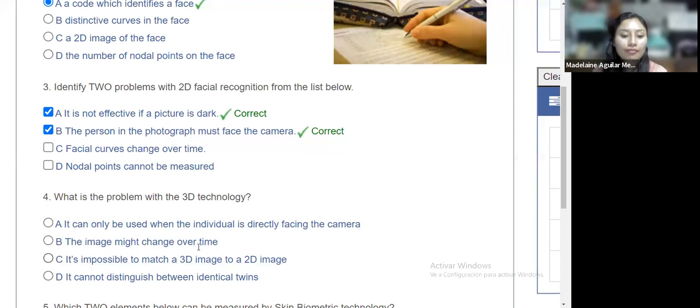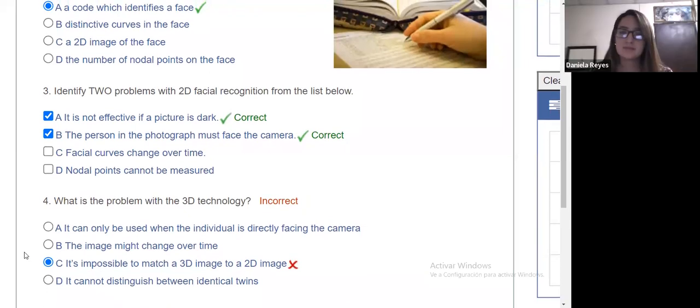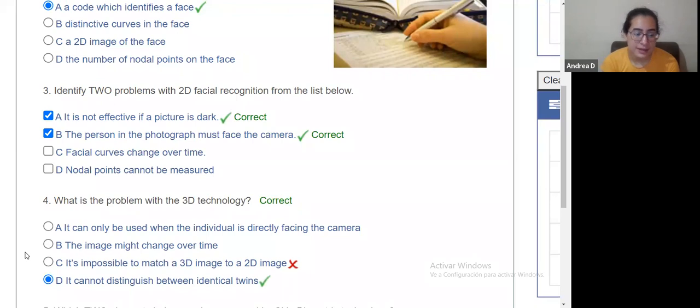Okay. Well, not exactly. It's D. It cannot distinguish between identical twins. Perfect. And the same thing here. I remember somebody had in their notes, in the skin biometric category, that it can distinguish between identical twins. So again, if that's an advantage of skin biometric technology, then it must be a problem of 3D technology.